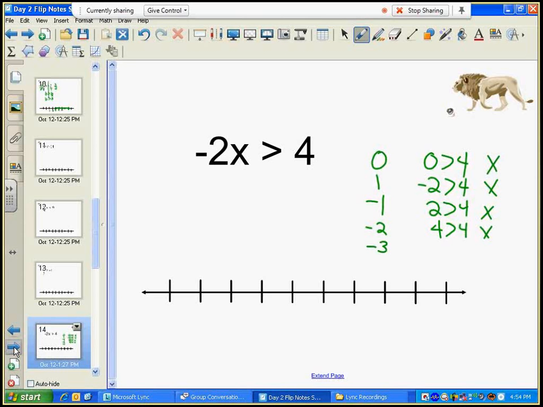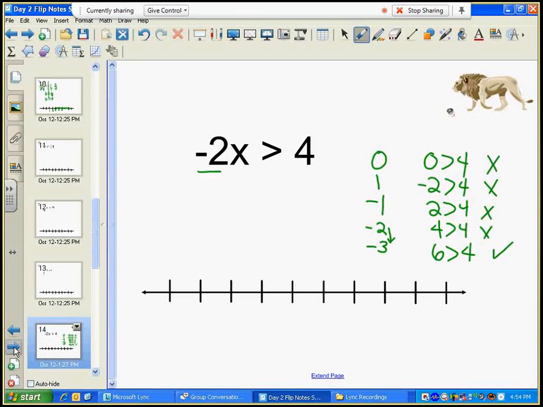Is 6 greater than 4? Oh, yay! Okay, we got our first answer. What we think. So basically, I think that you can tell by looking at this that anything that's going to be less than negative 2 is going to make this equation true. Let's see what happens when I try to solve.